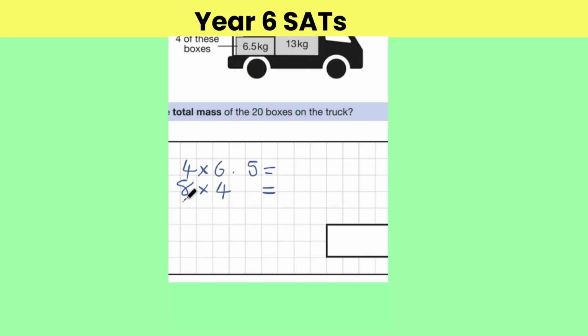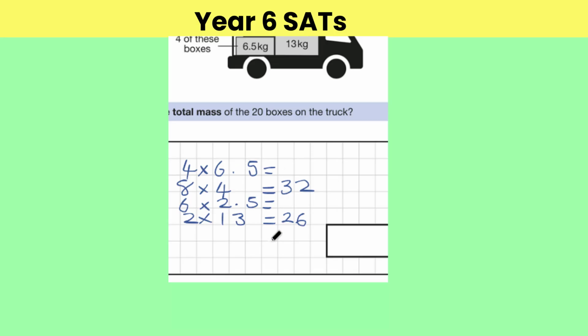We've got 6 lots of 2.5. And we've got 2 lots of 13. Okay, so let's do the ones you can definitely do mentally. 8 times 4, so that's 32. 2 times 13, that's 26. Now we can look at the decimal ones.